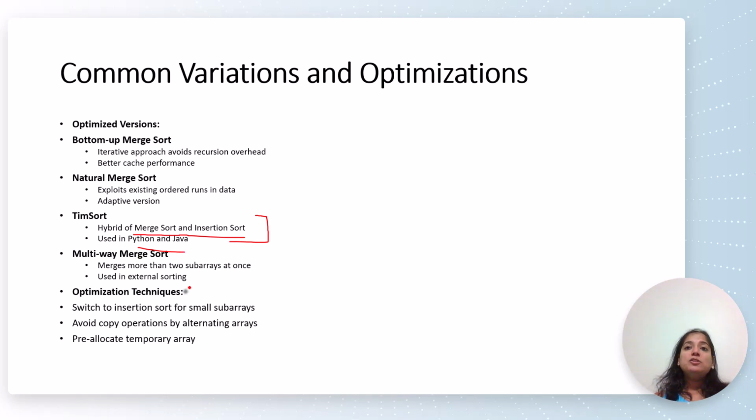because we can merge more than two subarrays at once by using parallel algorithms. Then there are optimization techniques: switch to insertion sort for small subarrays, avoid copy operations by alternating arrays, and pre-allocate temporary arrays. So these are some of the techniques which we can use for optimization here.